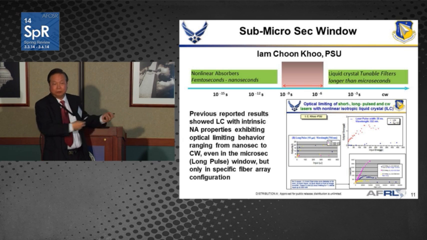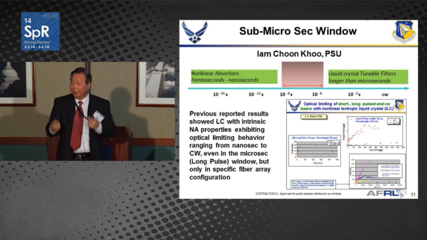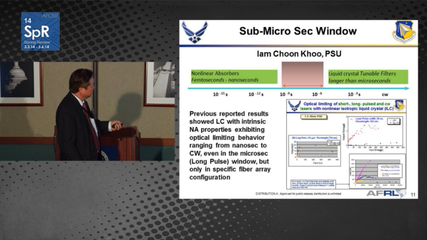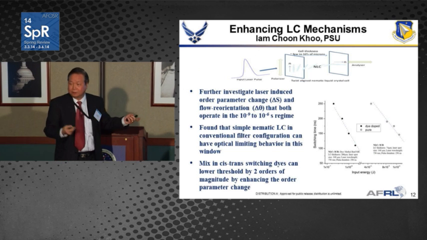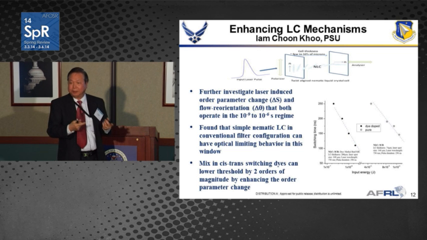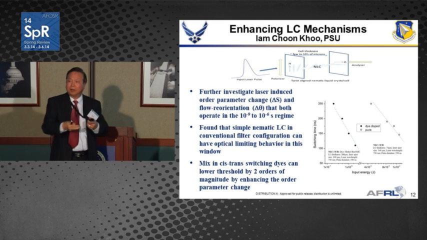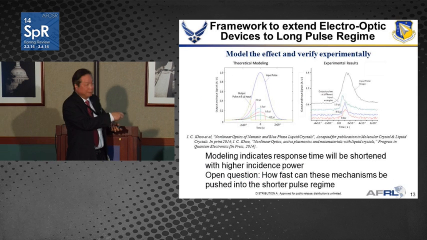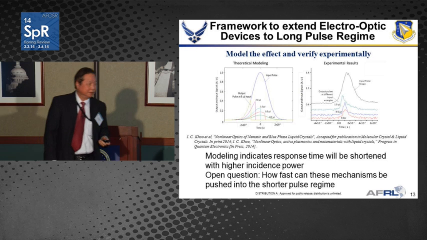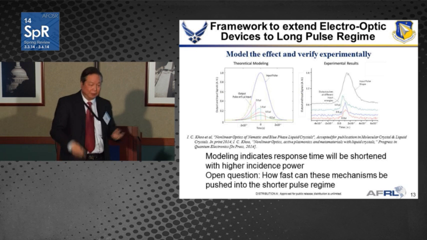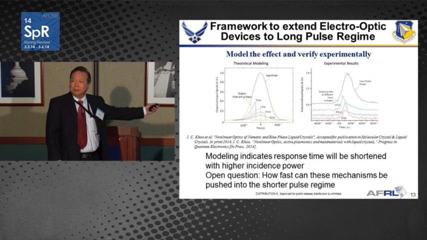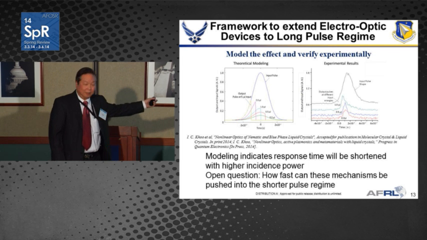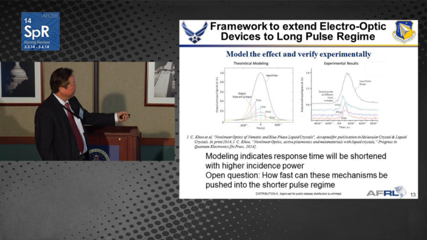So what this group is doing is trying to look at existing mechanisms, how to employ them for protection in this regime. And quickly, they found that there are two mechanisms they can exploit, and they also modified the material to improve the protection by 2 orders of magnitude. And they were able to model it in order to get a good framework to understand the mechanism, and also allow the application engineers, when they want to engineer the device, to use this mathematical formalism.